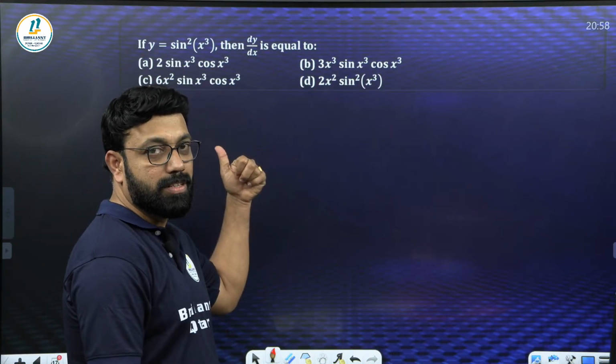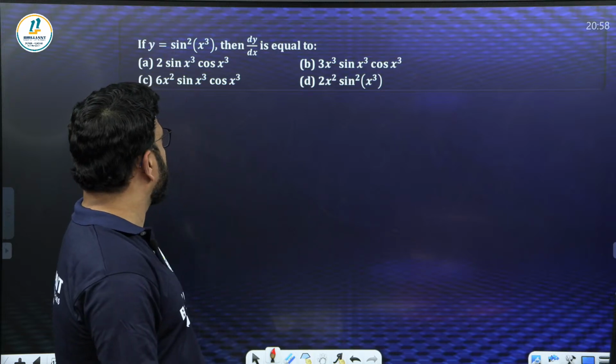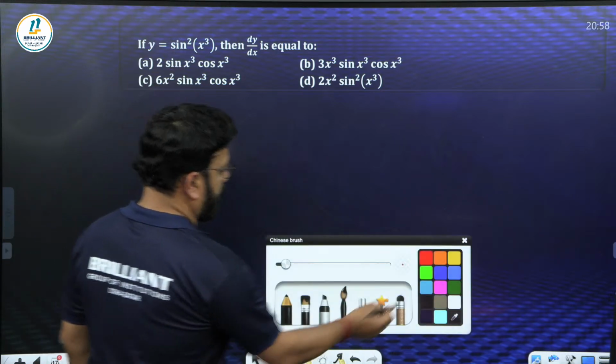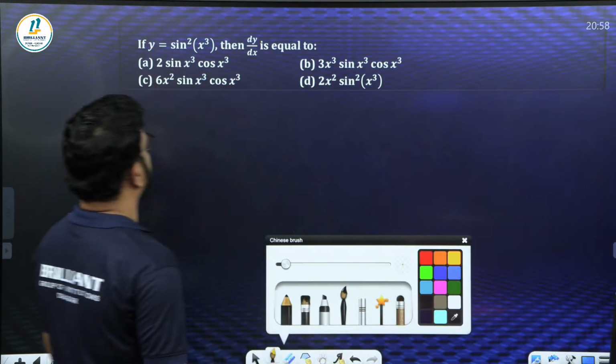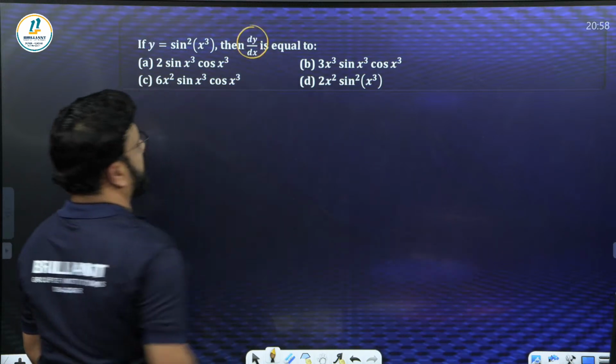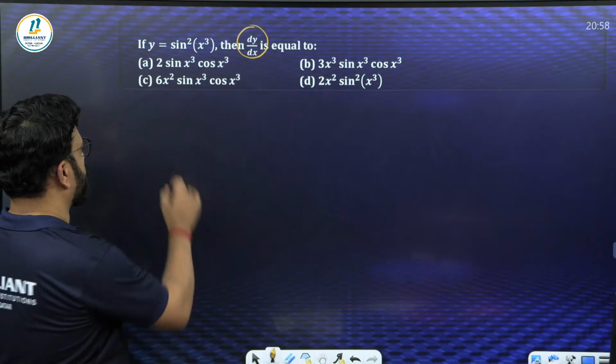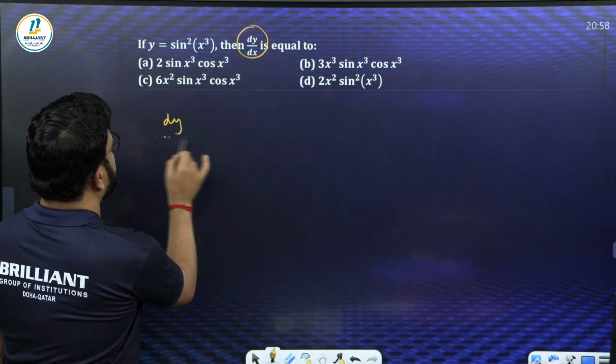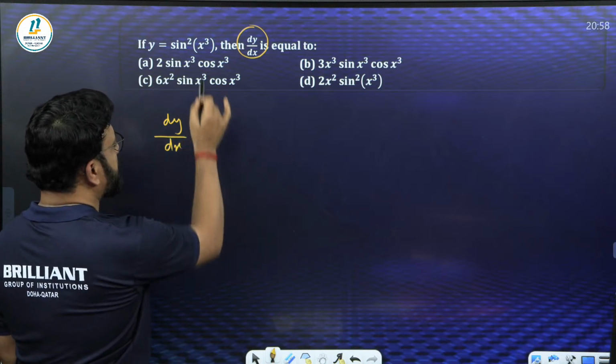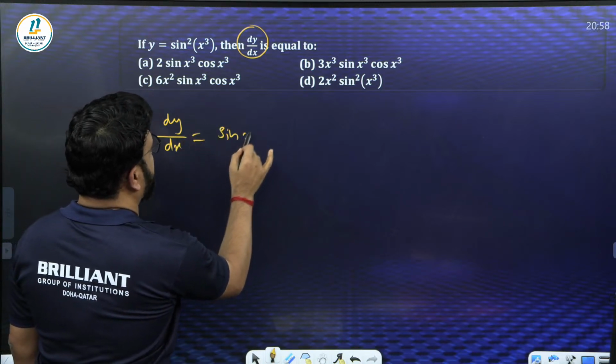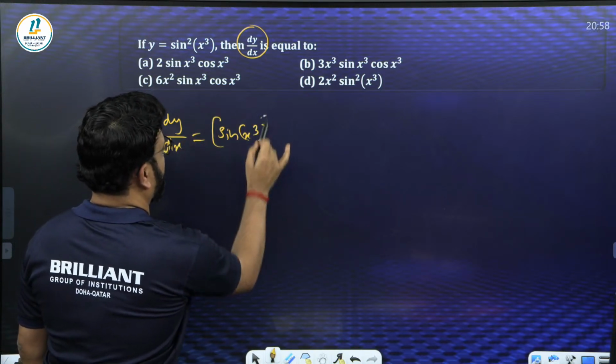Which one? Chain rule. y equals sine square of x cube. Direct question only, very easy question. Find dy by dx, y equal to sine square of x cube. So dy by dx equals what? Sine square, we can write as sine x cube whole square.